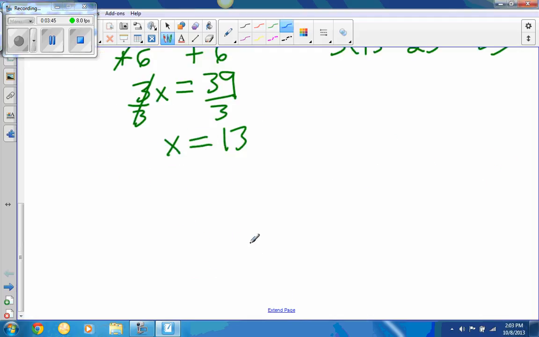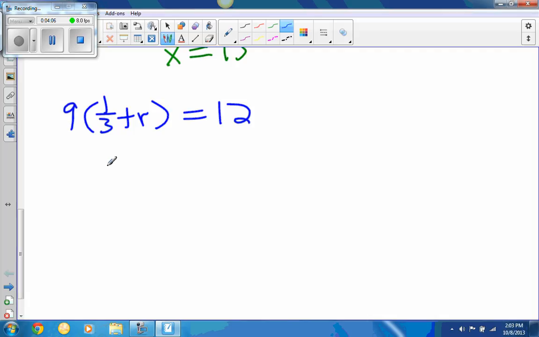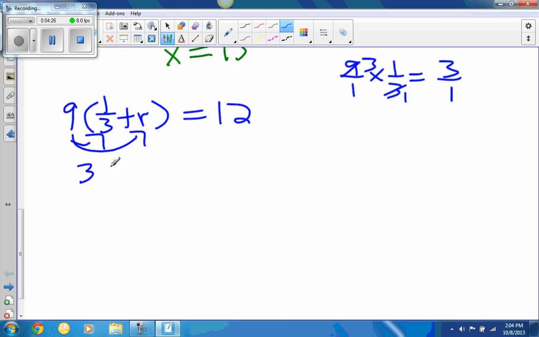Okay, then I have one more that's a little tougher simply because it has fractions in it as well, but you're still going to follow the same steps. So if I have 9 outside of parentheses, 1/3 plus r inside, equals 12. The distributive property has to be handled first. So I'm going to take 9 times 1/3, and I'm going to do it over here. So 9 over 1 times 1/3, and I can reduce this. 3 goes into 3 once, 3 goes into 9 3 times. 3 times 1 is 3, over 1 would just be 3. And then 9 times r would be 9r.